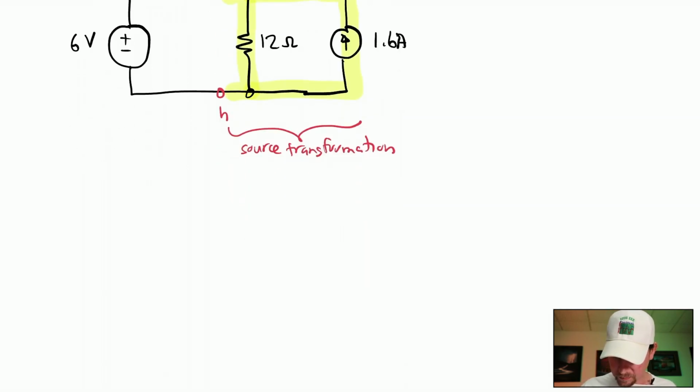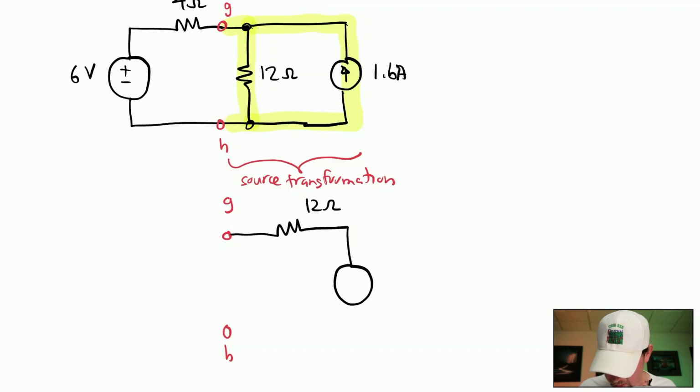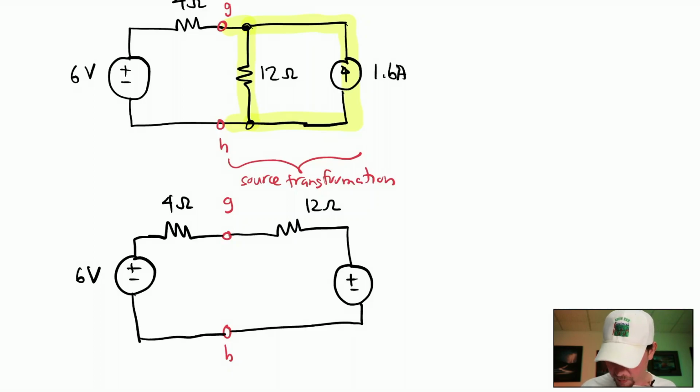So here, if I isolate my terminals G and H, on the right-hand side, I have a resistor. It's a 12 ohm resistor in series with a voltage source. We also have a 4 ohm resistor here, a 6 volt source, whoops, let's not put that on the inside. How about we put the polarity on the inside? Our 6 volt source, like so, and we're almost done.